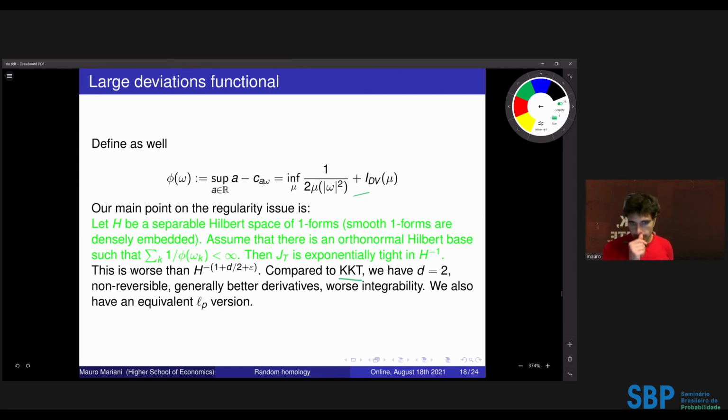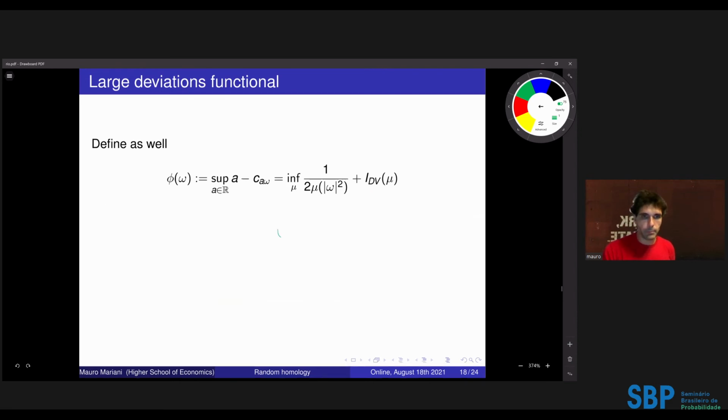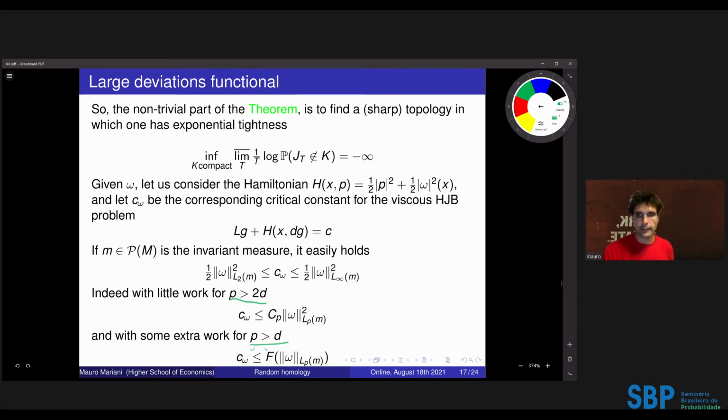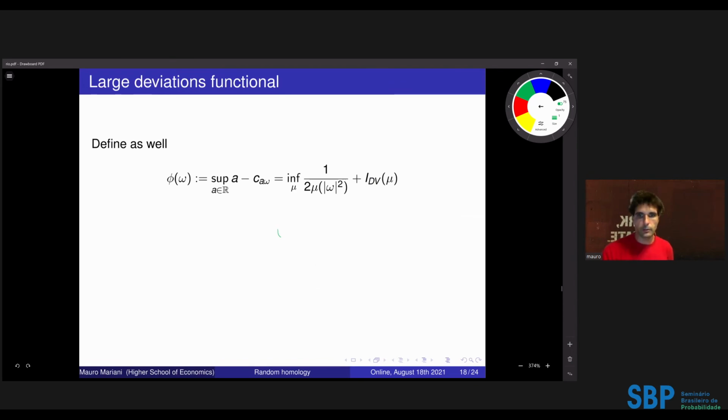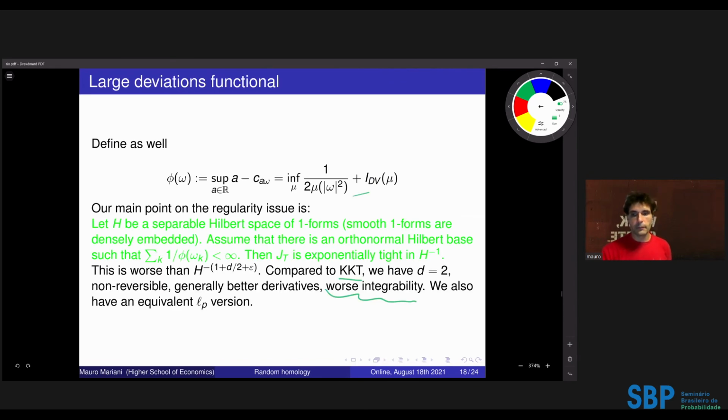We can manage non-reversible processes or non-Brownian processes. But from the point of view of integrability, they can deal with better P. So the P on J is the dual of this P. They can make it up to P strictly less than 2. We cannot. But on the number of derivatives, we have slightly better. And we also have some equivalent, not L2 version, but small LP version.